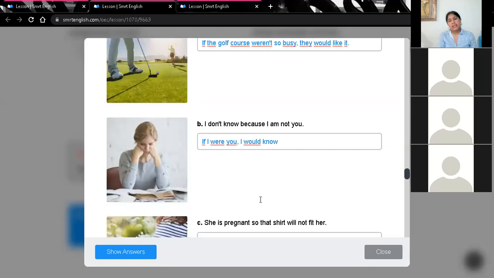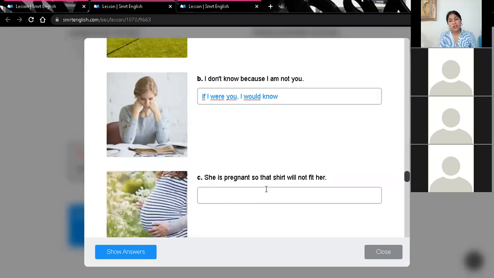One more. It says in here, letter C, she's pregnant, so that shirt will not hurt her. I'm going to start with this. That shirt will not hurt her. So if, or that shirt, what's going on with the shirt? That shirt what? Here is negative, so I'm going to start with an affirmative or positive tense. So that shirt what?